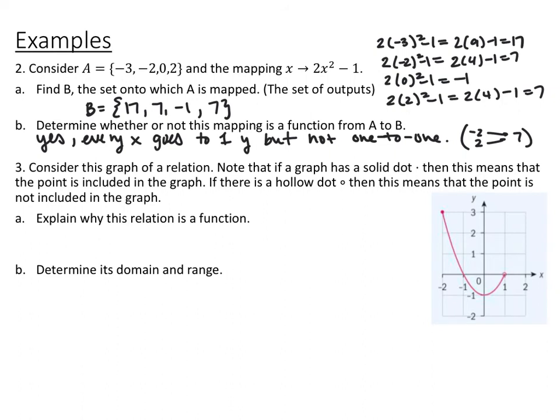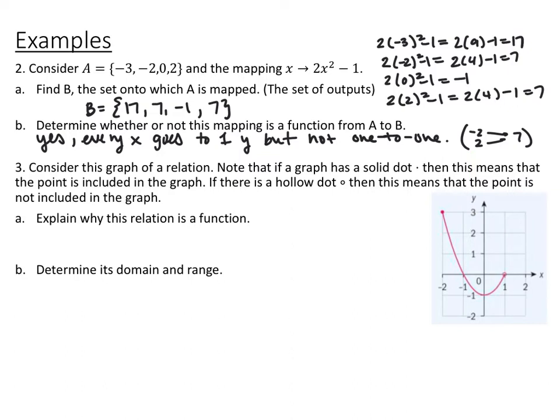So I'm finding the set of the outputs, which are basically the y values, so I just plugged every x value into our mapping notation here and solved for y. So when you plug in -3, you get 17, -2 goes to 7, 0 goes to -1, and 2 goes to 7. So every x only goes to one y coordinate, so it is a function, but it's not a one-to-one function. Because -2 and 2 both go to the same y value, it's a many-to-one function, not a one-to-one function.